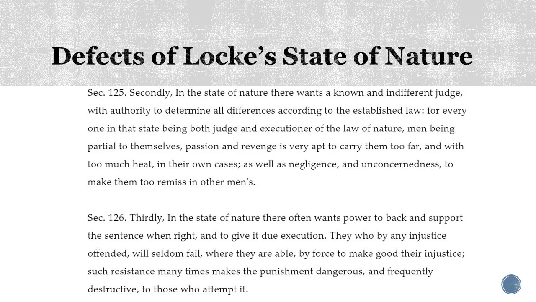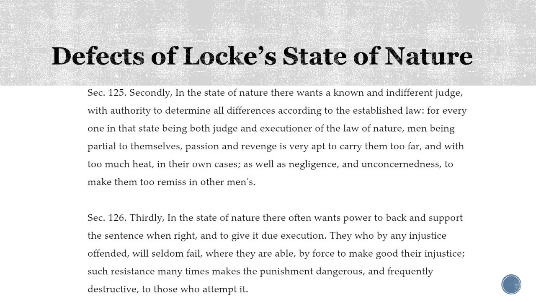And he says, secondly, in the state of nature, there wants, that is, there needs to be, a known and indifferent judge with authority to determine all differences according to the established law. For everyone in that state being both judge and executioner of the law of nature, men being partial to themselves, passion and revenge is very apt to carry them too far, and with too much heat in their own cases, as well as negligence and unconcernedness to make them too remiss in other men's.